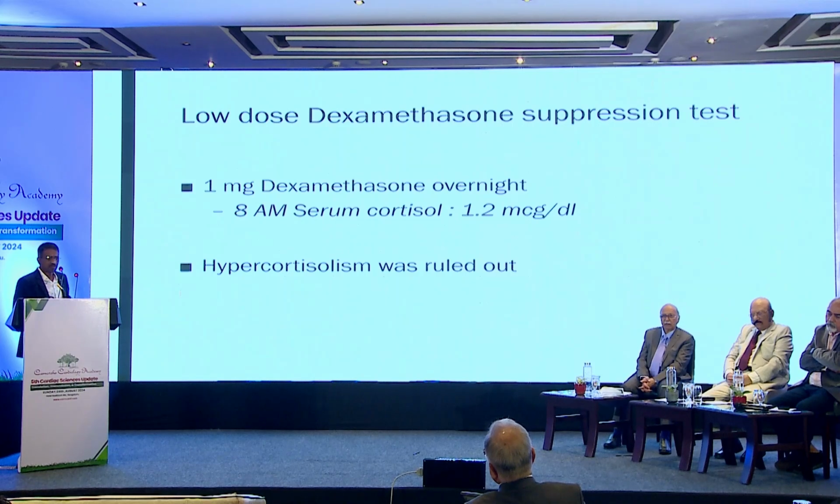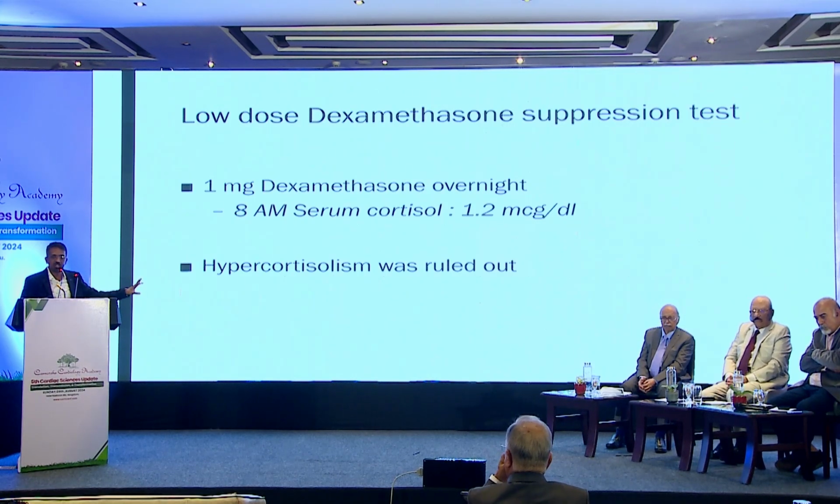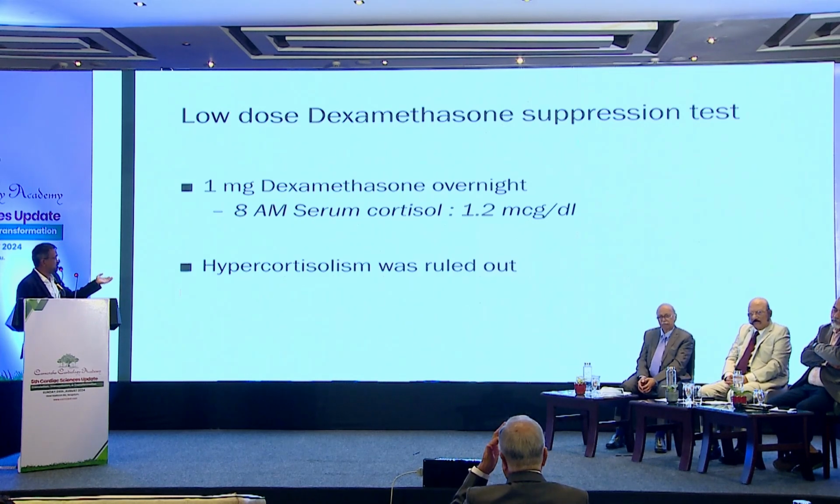Now very important, we know that this bilateral adrenal hyperplasia is a functioning adrenal hyperplasia. Most of the time it will be due to a cortical hyperplasia. So we need to look at whether there is any subclinical Cushing's or excessive production of cortisol. So I did a 1 mg dexamethasone overnight suppression test, wherein the patient was given 1 milligram of dexamethasone at night, and we did his 8 a.m.